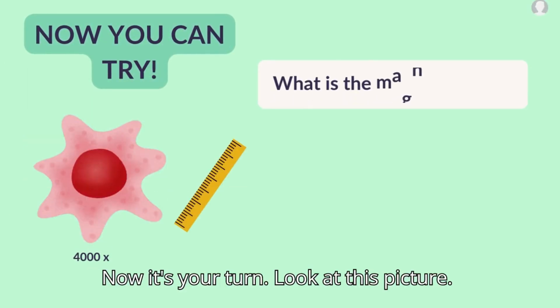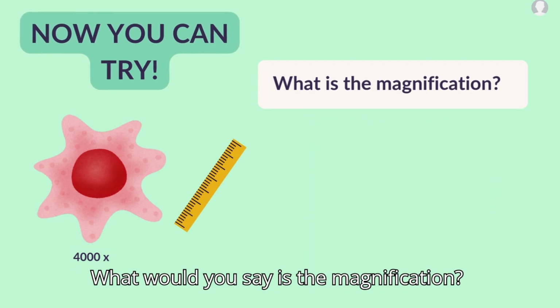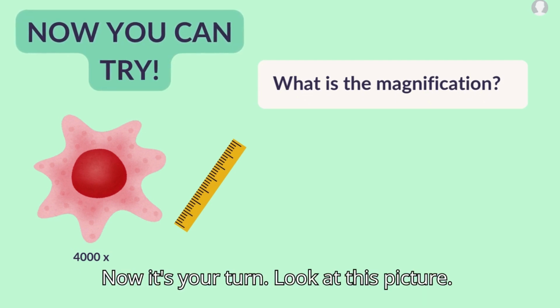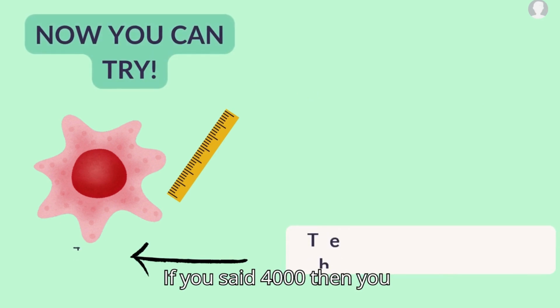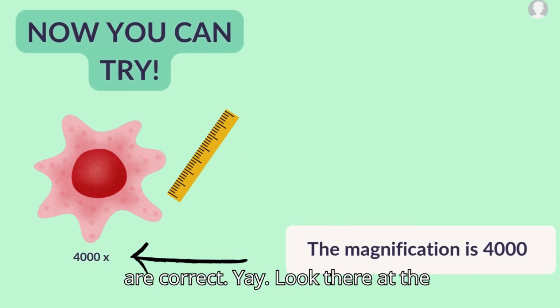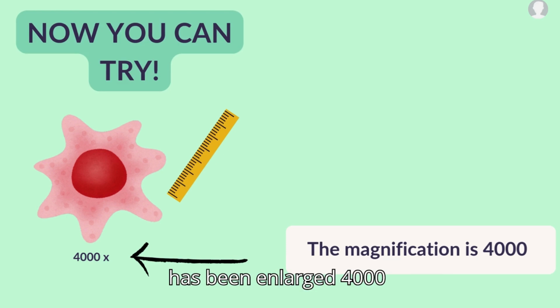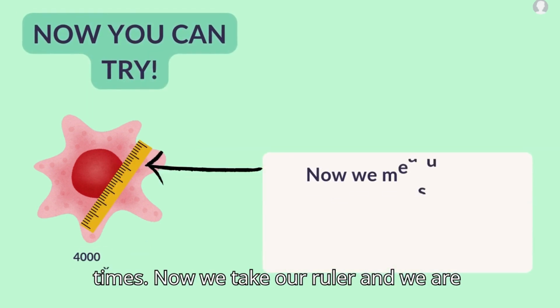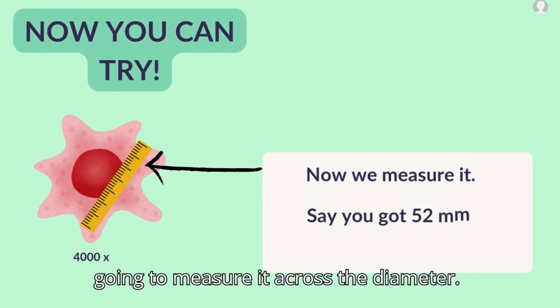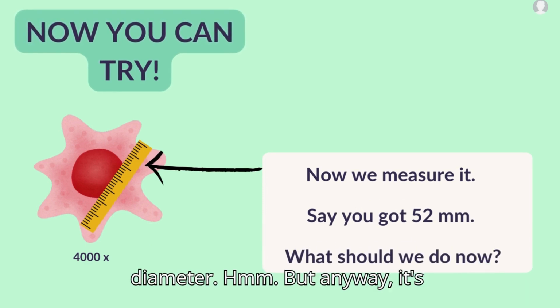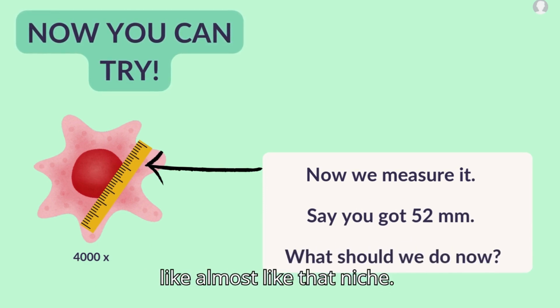Now it's your turn. Look at this picture. What would you say is the magnification? If you said 4,000, then you are correct. Yay! Look there at the little image, 4,000. That means it has been enlarged 4,000 times. Now we take our ruler and measure it across the diameter. Diameter? I also heard someone say it differently, but anyway, I digress. So now we measure it.